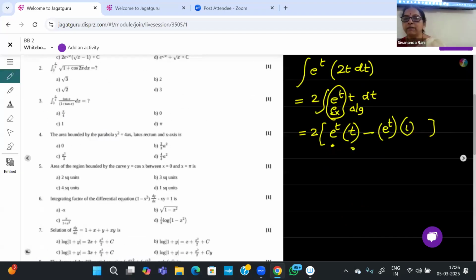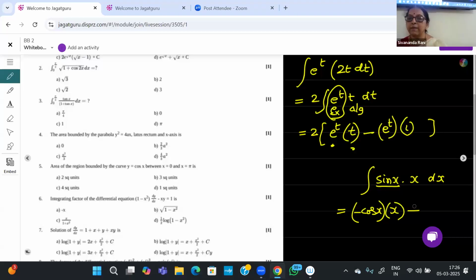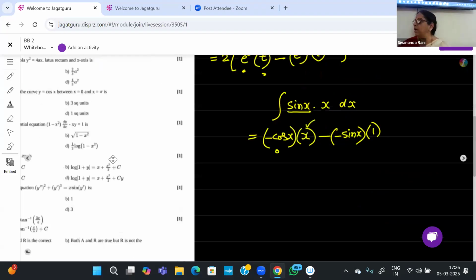See how it works. For example, suppose we have sin x into x. You can use it in MCQs, that's why I'm telling you. What you need to do is, first of all, integrate this. You get minus cos x, and keep x as it is. Minus, integrate this, so you'll get minus sin x, and then differentiate. It will close. See whether you understand. I'll give you one more example. Suppose I have x into secant square x dx.